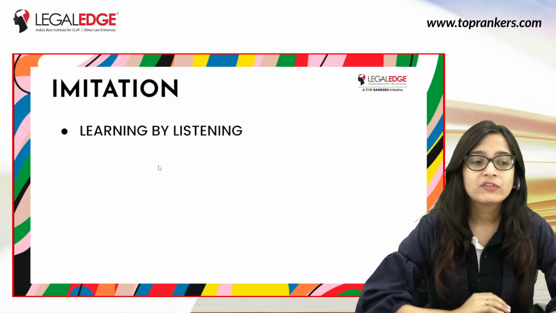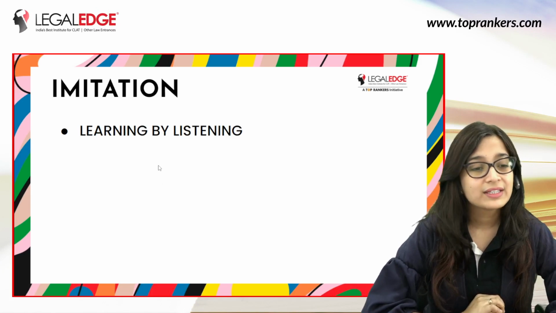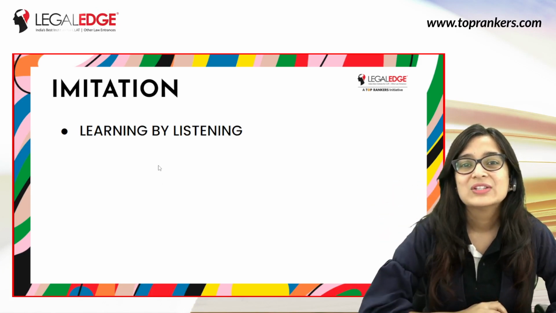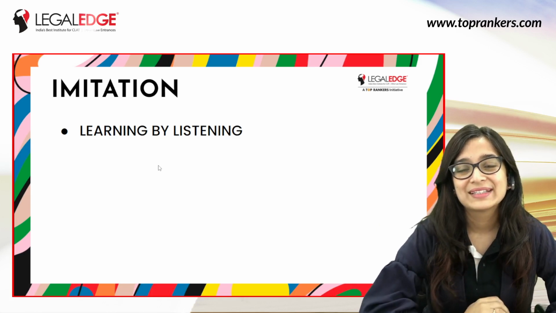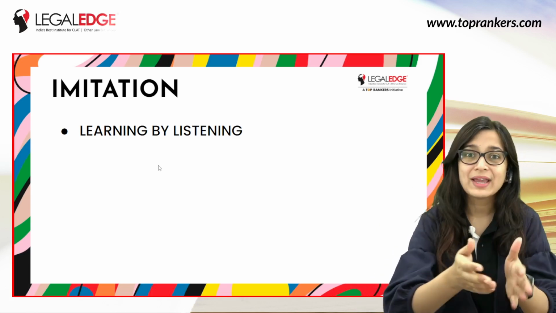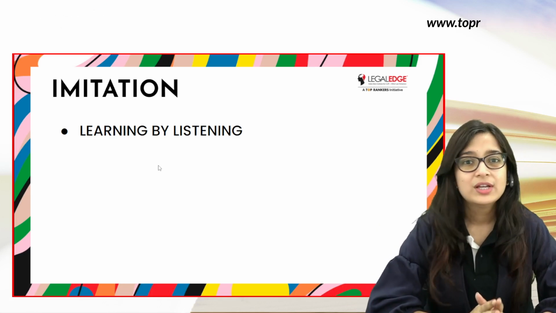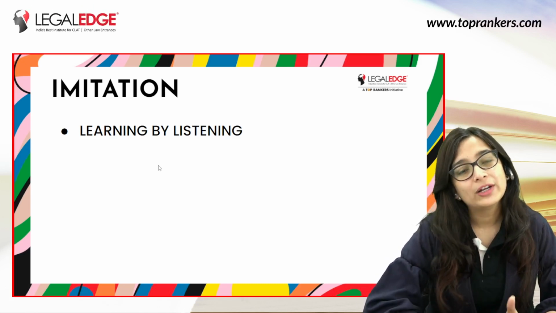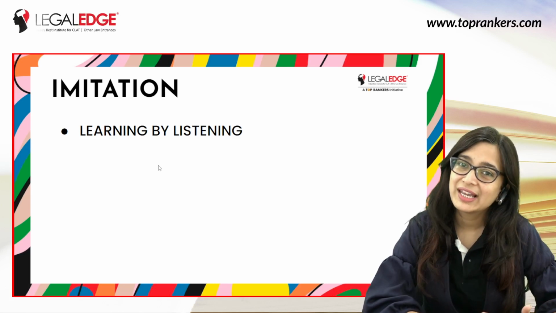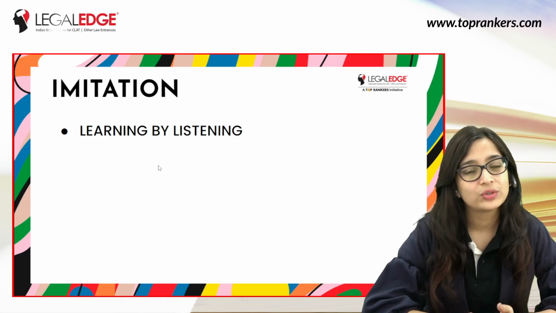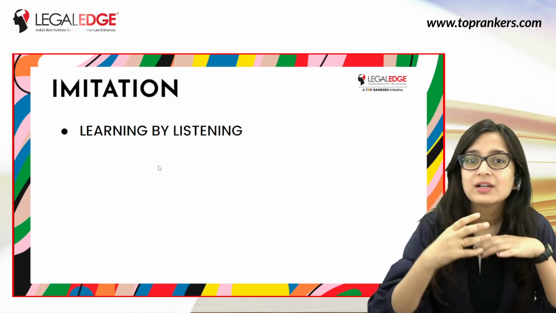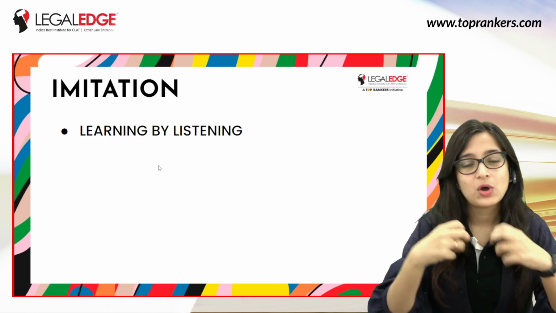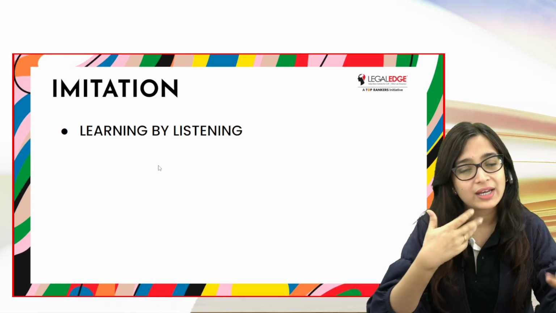So, first of all is the imitation method. In this method, you are supposed to learn anything by listening. So, let's say you might have a plethora of people around you, जिनकी आपको speaking skills बहुत अच्छी लगती हो. What you can do is you can rewatch their lectures, you can watch videos related to them, and you can try to develop a similar word usage, or you can try to develop a similar accent.